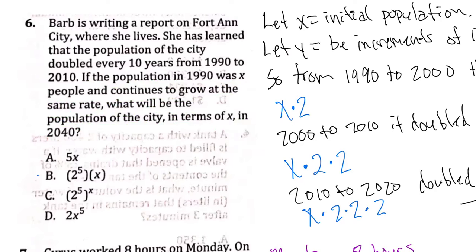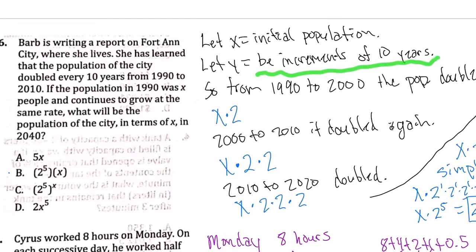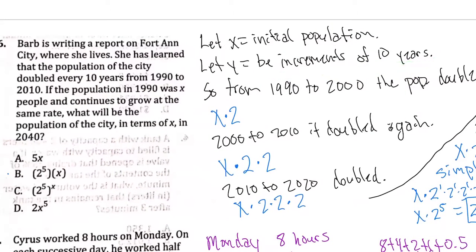Okay, so here, what we have to do, I set up the work already, is let X be the initial population, right? And Y, right? We won't really need Y right now, but it's good to know where it would fit. It will be increments of 10 years, right? So from 2040 to 1990, it's 50 years. So we're just going to start with the first year, right?